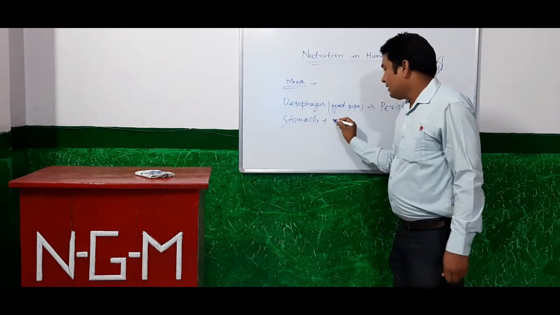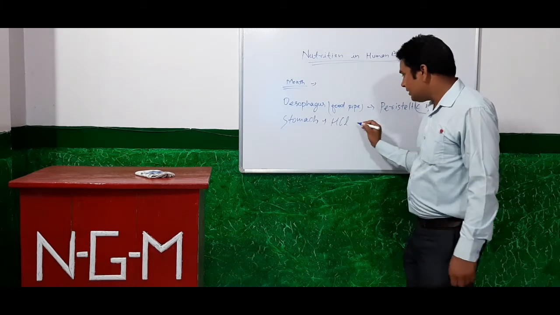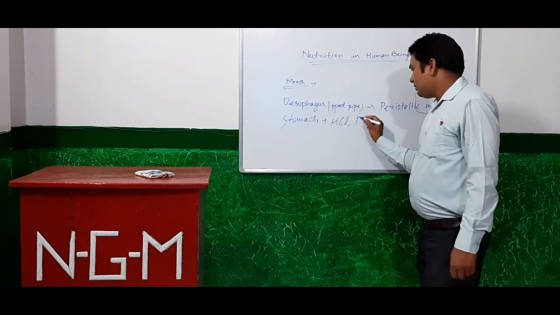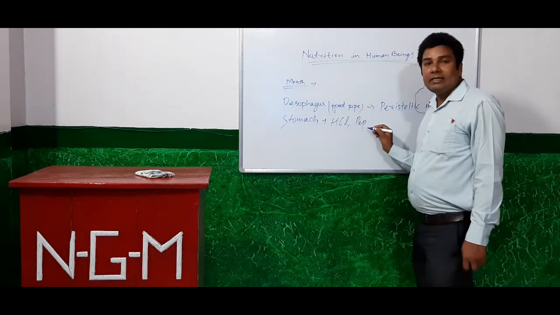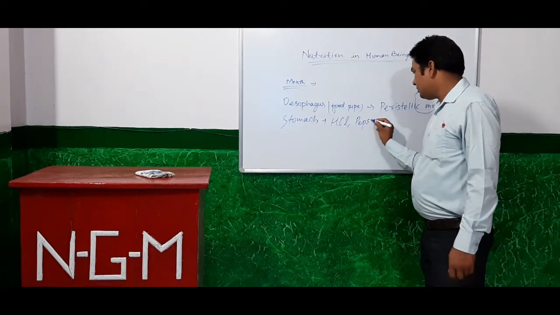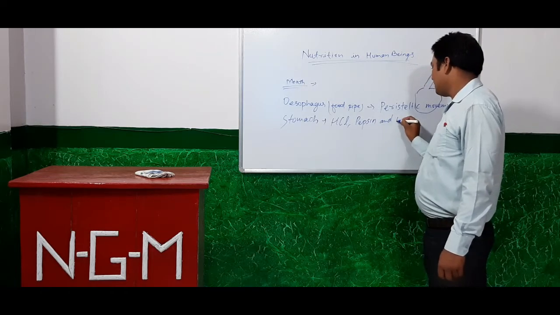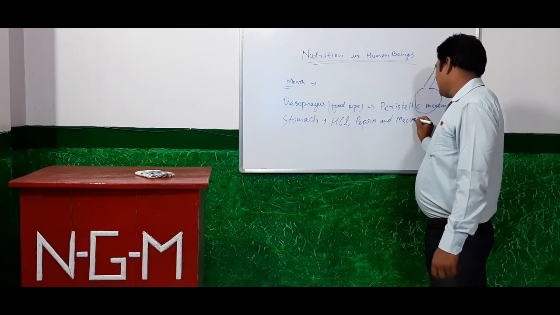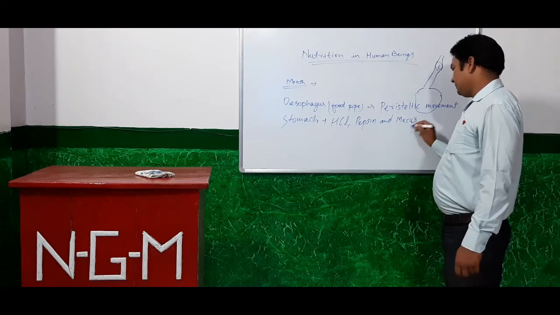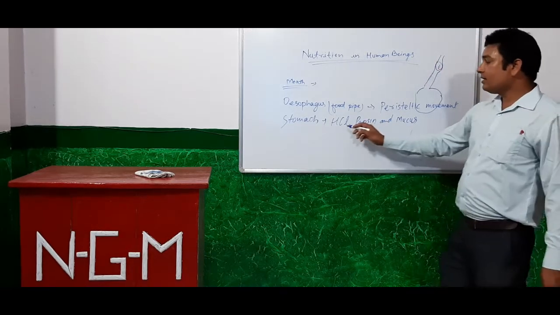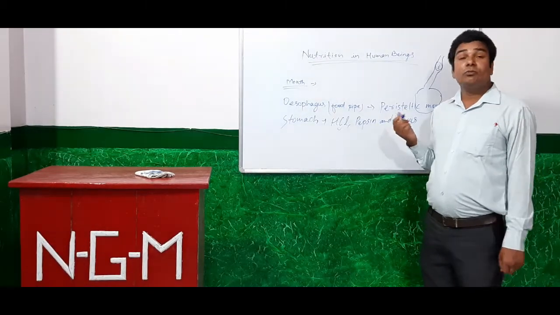They are HCl, hydrochloric acid, pepsin, and mucus. They are also known as gastric juices.